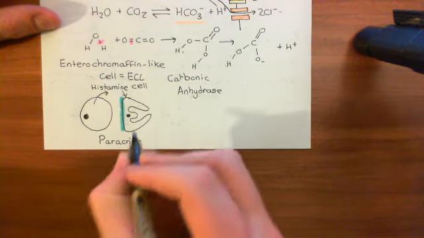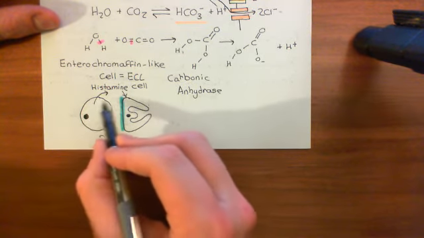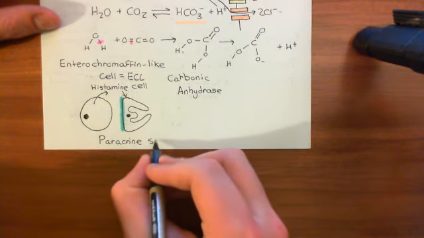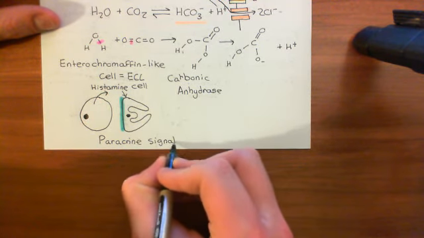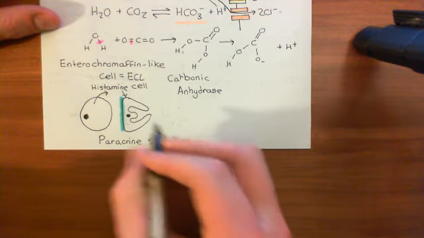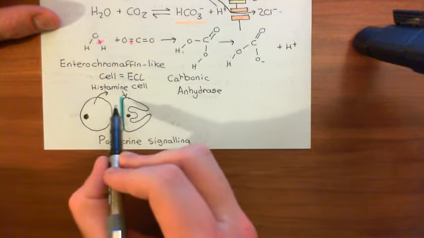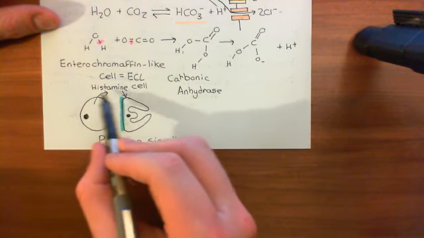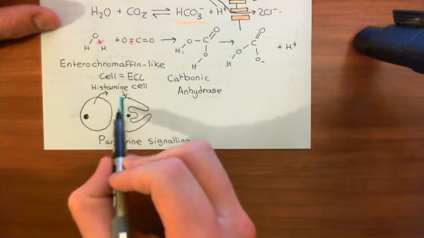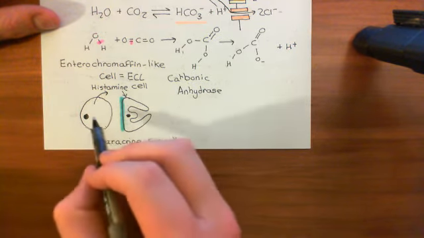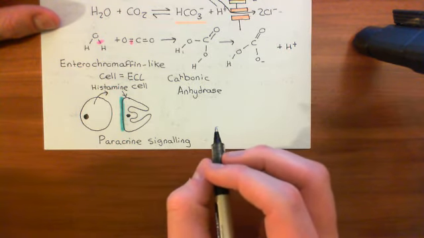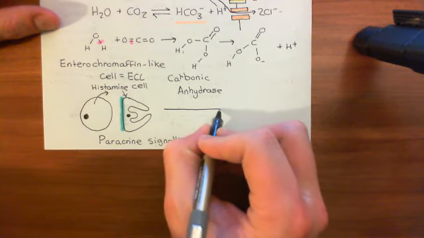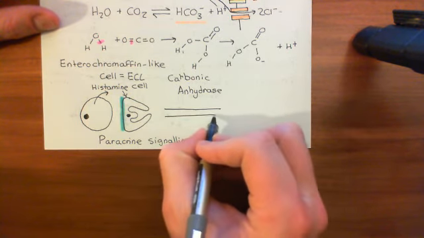Now this is an example of paracrine signaling. Paracrine means when one cell secretes a signaling molecule of some sort, which then diffuses out and acts on cells that are nearby. This is paracrine signaling because the enterochromaffin-like cells are secreting histamine, the signaling molecule, and it's acting on cells that are very nearby. This histamine will act on H2 receptors, which are on the surface of the parietal cell.